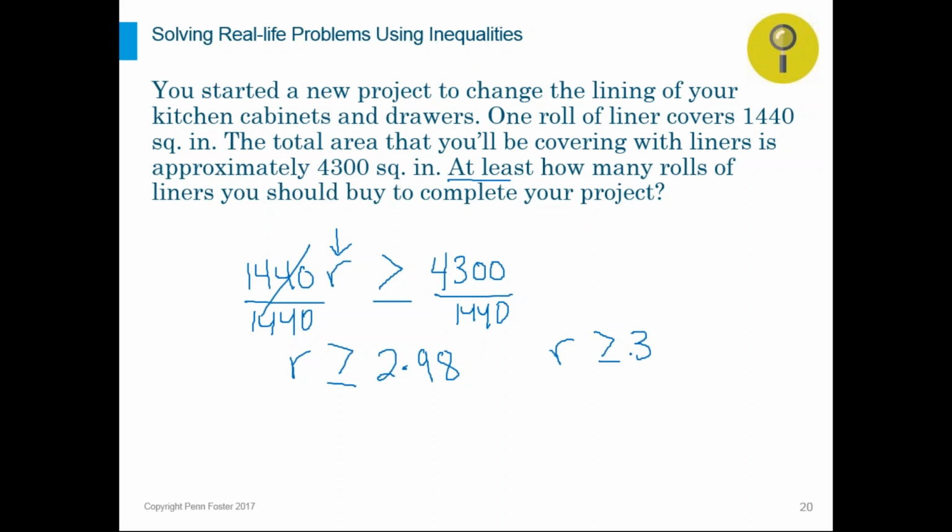If you go overboard, it's okay. You make yourself safe if you have cut through the liners in a way that just ruins the whole thing. So you have extra, but the least number of rolls is 3. Any question? Anything that was not clear in everything that we went over so far?